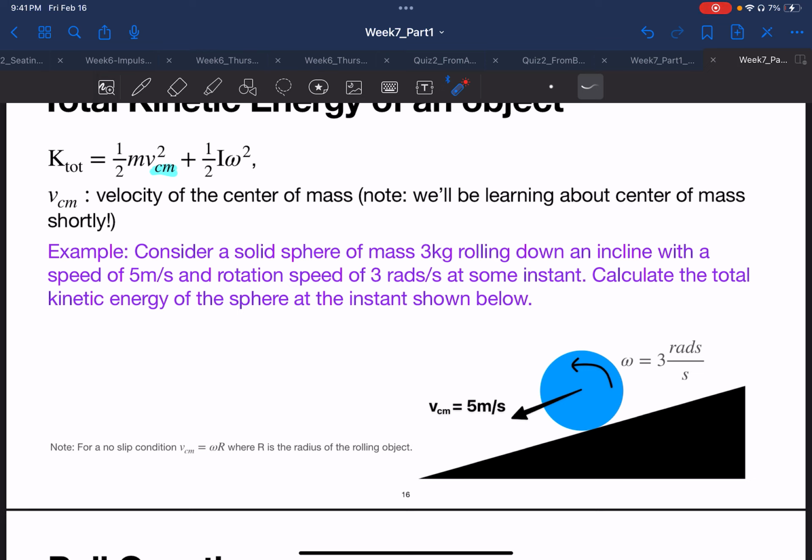So let's consider a solid sphere here, and this sphere is rolling without slipping, and the mass of the sphere is 3 kilograms. It's rolling down an incline with a speed of 5 meters per second. So its center of mass is translating and moving with a speed of 5 meters per second. The rotational speed is 3 radians per second. So omega at this instant is 3 radians per second. And we're being asked to calculate the total kinetic energy of the sphere at this instant.